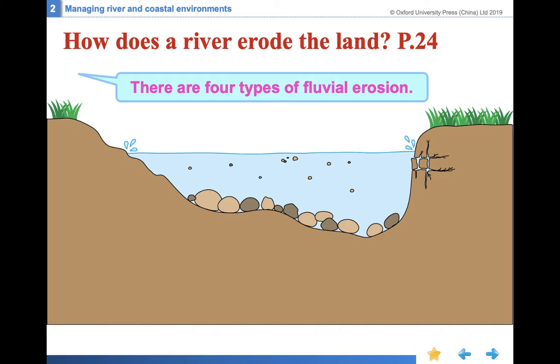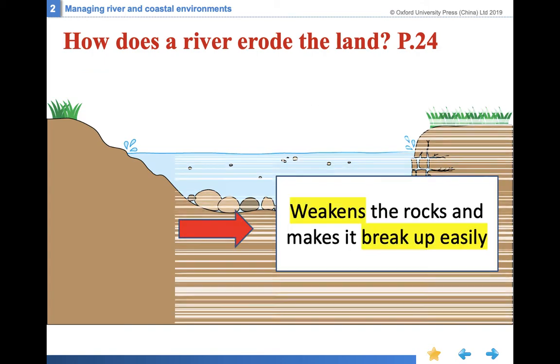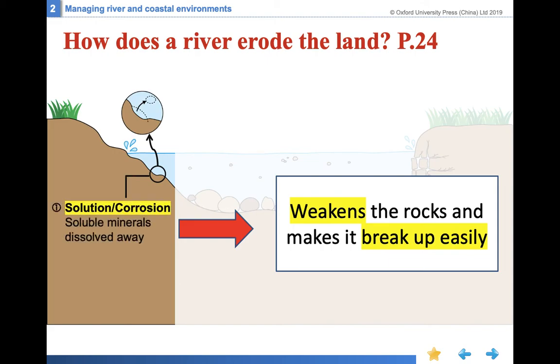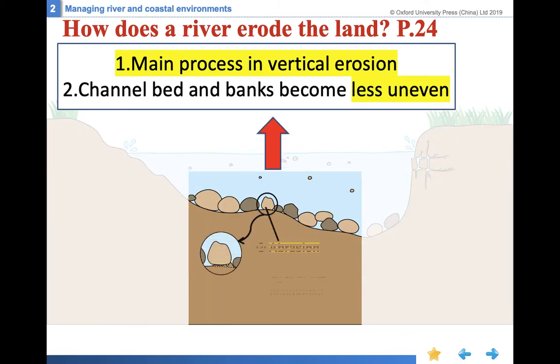And there are four types of fluvial erosion as well. Okay, first of all is known as solution or corrosion. It means that the minerals are soluble and they will dissolve away. Okay, 消失咗嘅. This will weaken the rocks and makes the rocks easily broken. And this is one of the main processes in the vertical erosion. Next is abrasion. You could see the load rubs against the river bank or the river bed, making the channel bed less uneven.